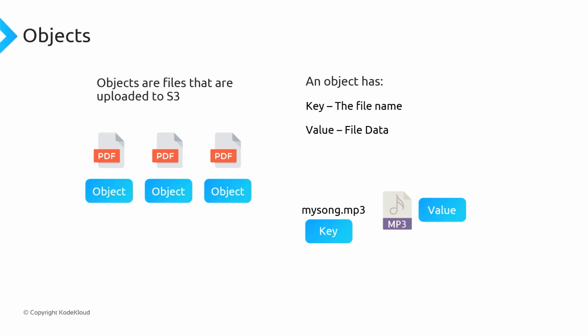Now, there are a couple of other properties associated with an object, like the version ID, the metadata, and a few other things. You don't have to worry too much about them. The main things you want to focus on are key, value, and then if you enable versioning on your S3 bucket, you also have a version ID associated with it.